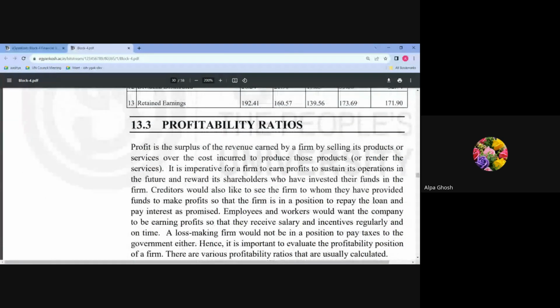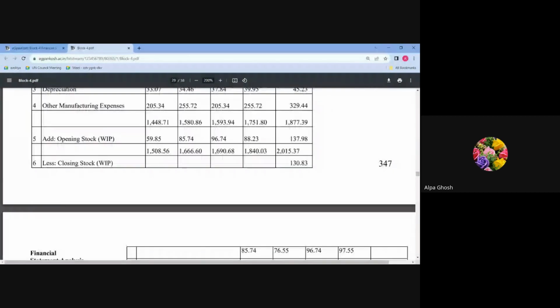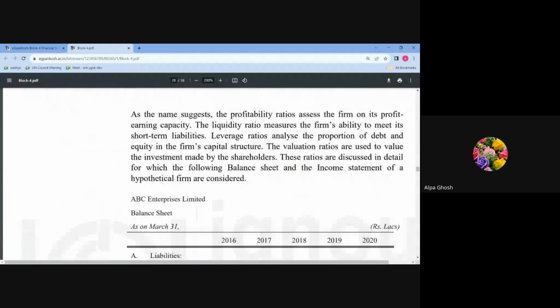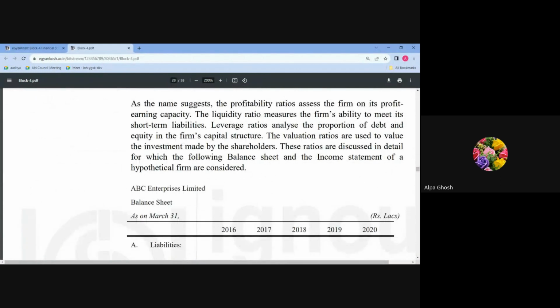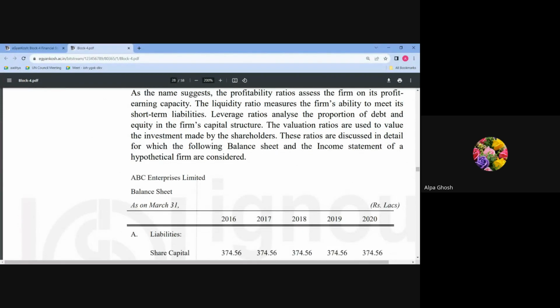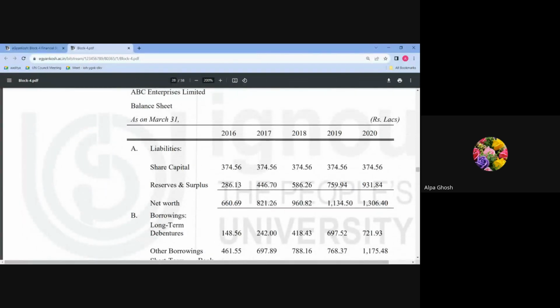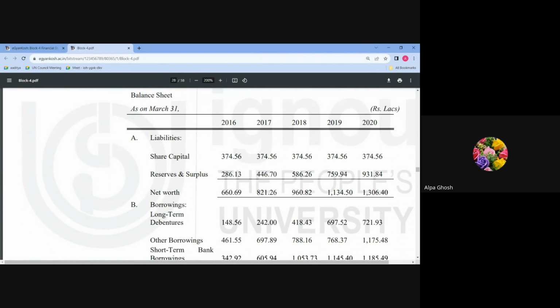So let's start with the first one, that is profitability ratios. So this is the data given here. We will not go deep into this. This is a hypothetical firm ABC, and they have given data from 2016 to 2020. So you can see here assets and liabilities are given. So of course it is a balance sheet.